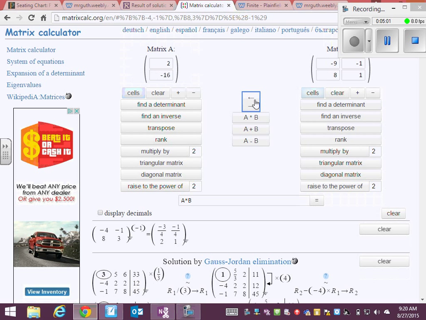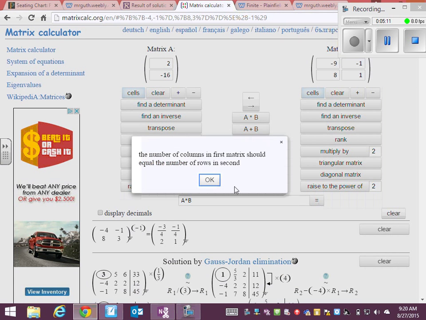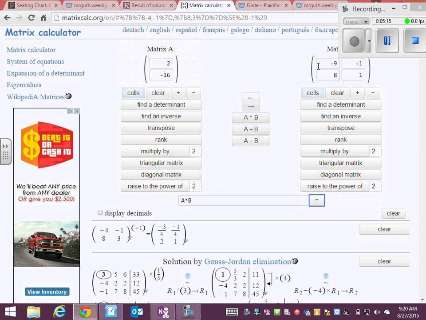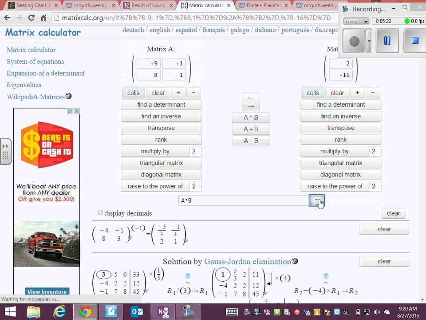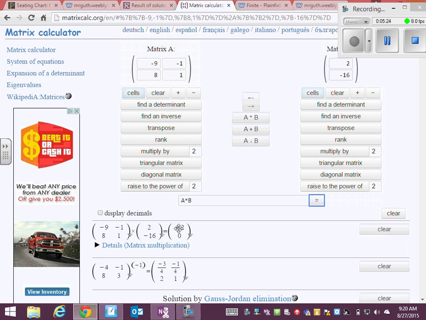Now, notice, if I put them in the wrong way, if I want to multiply A times B, I can hit this button, or I can go down here. It doesn't matter. Let's say if I try to do B times A, I get an error. Of course I do, because they're the wrong dimensions. You can't do a 2 by 1 times a 2 by 2. That doesn't work. So let's do a 2 by 2 times a 2 by 1. I can multiply them that way. And that gives me my answer.